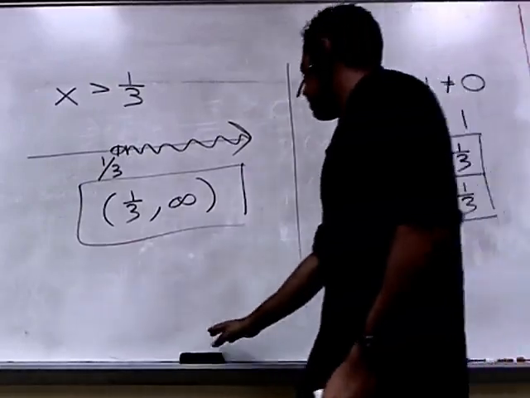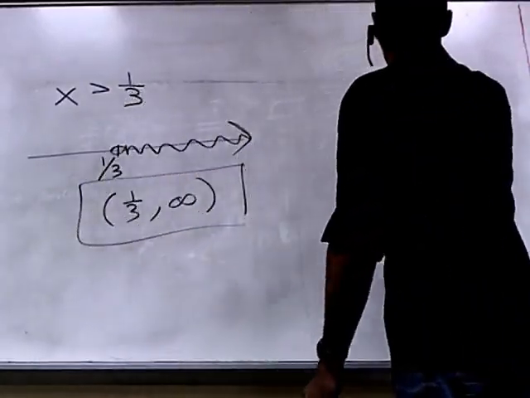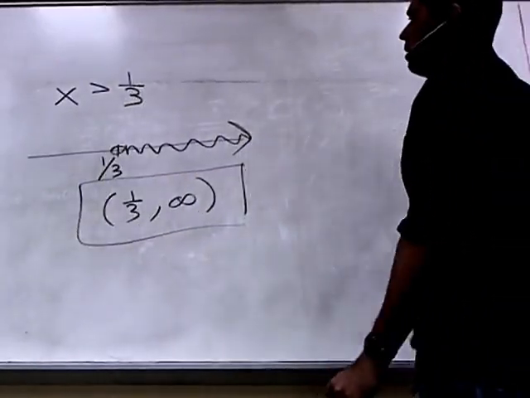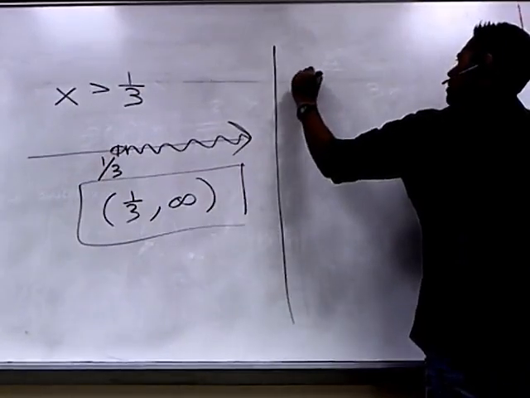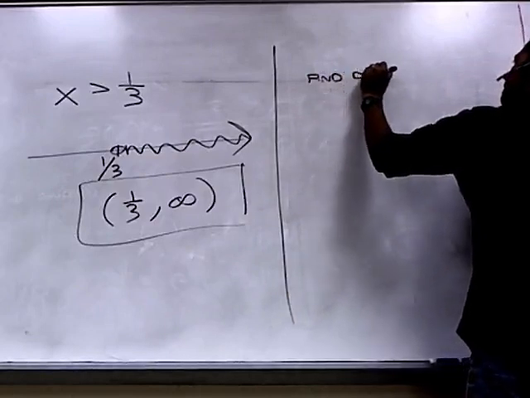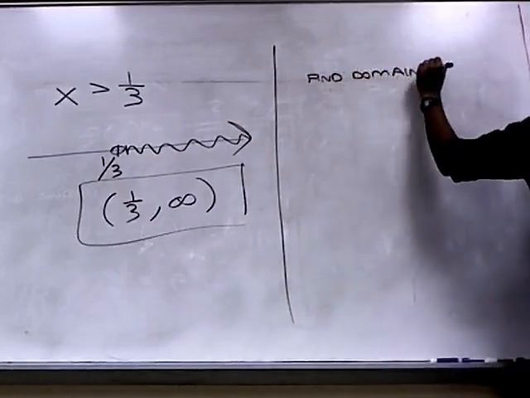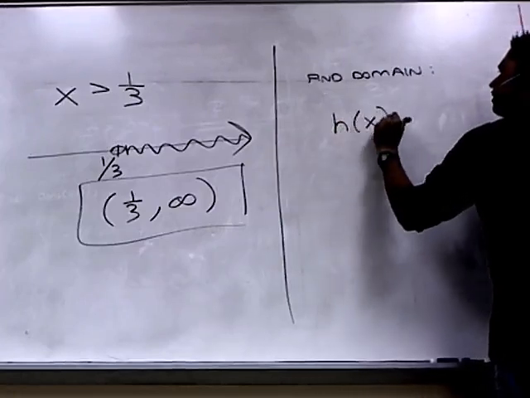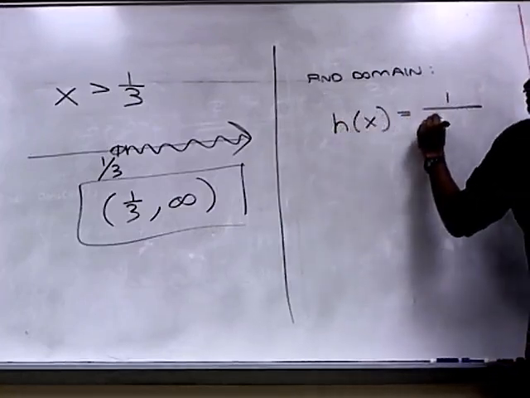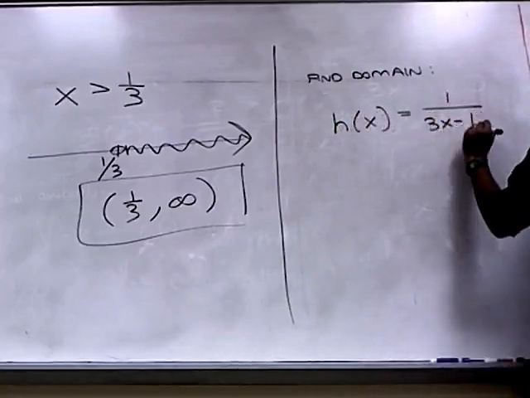Let me show you a slight variation of that problem. So here's another example, find the domain. What if I had this? H of x equals 1 over 3x minus 1.